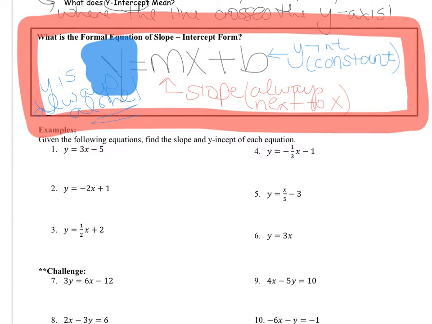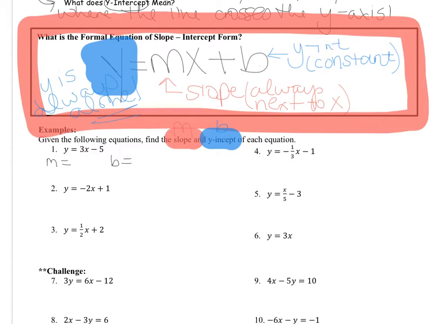Okay? So let's go ahead and look at some of these examples. It says, given the following equations, find the slope and the y-intercept of each equation. Sorry about that typo for in y-intercept. I'm going to highlight the word slope. What's the variable for slope? M. Put an M on top of it. Alright, and I want you to highlight y-intercept. What's the variable for y-intercept? B. So on these problems, I'm looking for M and I'm looking for B.